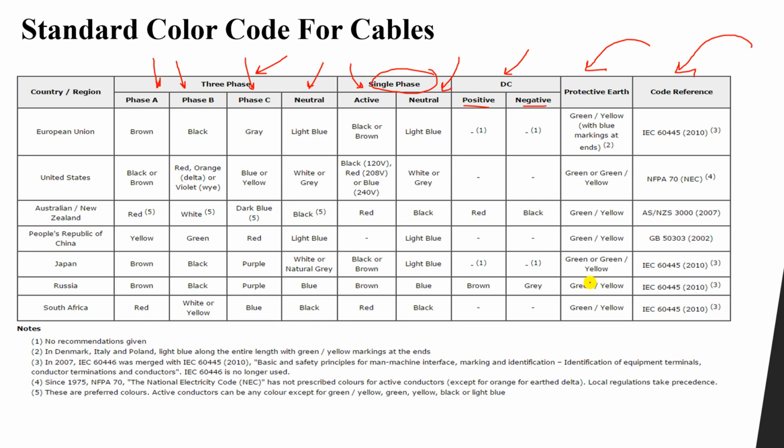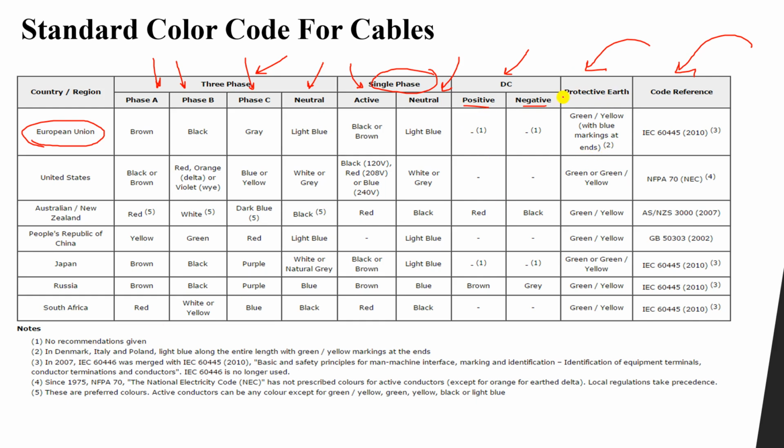and you'll find here the reference which is used for each of these colors. So you'll find here different phases. For example, if you are in the European Union, you'll find that phase A is brown, B black, C gray, the neutral light blue. For active and neutral, black or brown and light blue. And you'll find here for this dash, what does this mean? It means there is no recommendation given inside the reference itself.